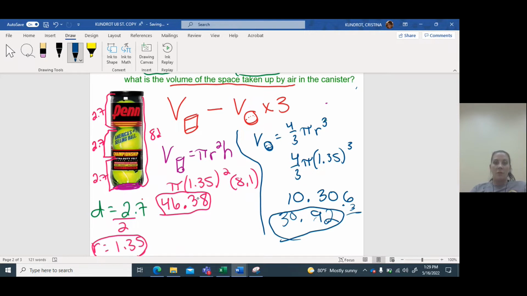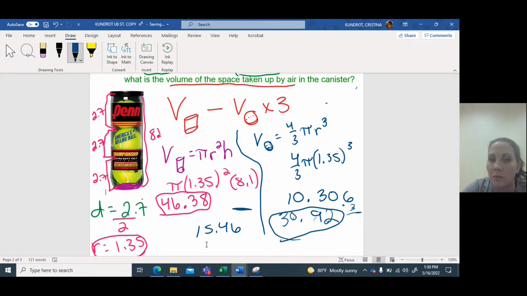We want to take the volume of the sphere, which is 46.38, and we want to subtract the volume of all 3 balls, which is 30.92. So all that you do now is you put this very last part in your calculator. You're going to do 46.38 minus 30.92. And when you finish, you are going to get 15.46. Whew. That's a lot of work.